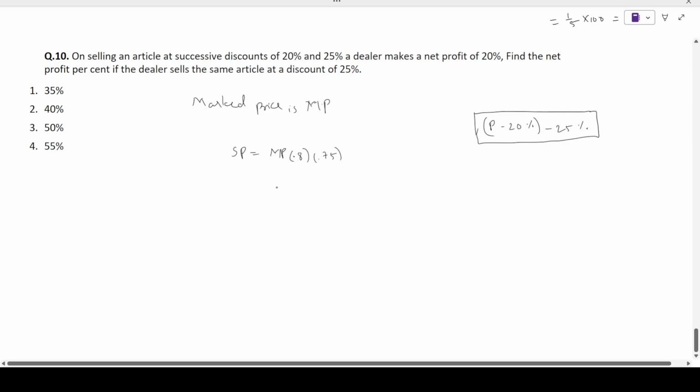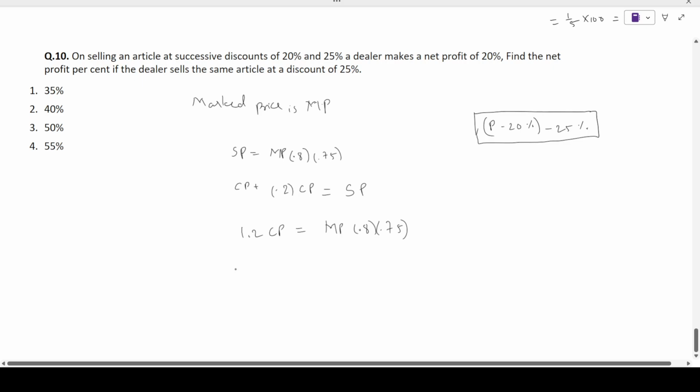In this he makes a profit of 20%. Selling price, that is cost price plus a net profit of 20%, that is 0.2 CP. This is equal to selling price, that is 1.2 CP is equal to marked price into 0.8 into 0.75.